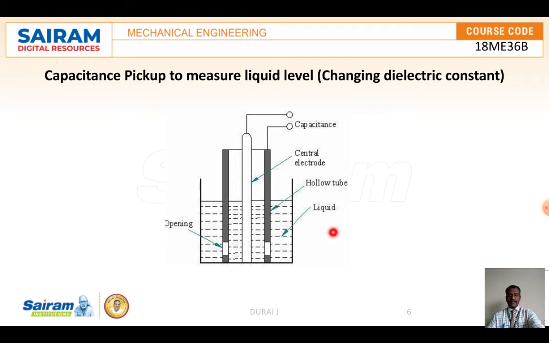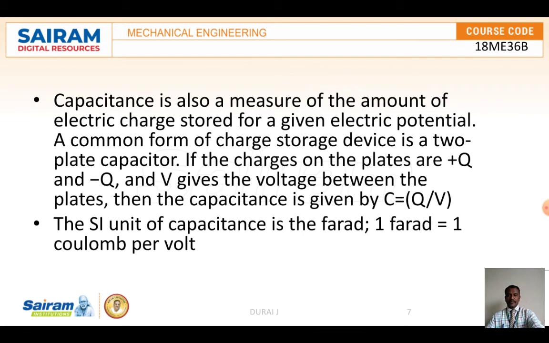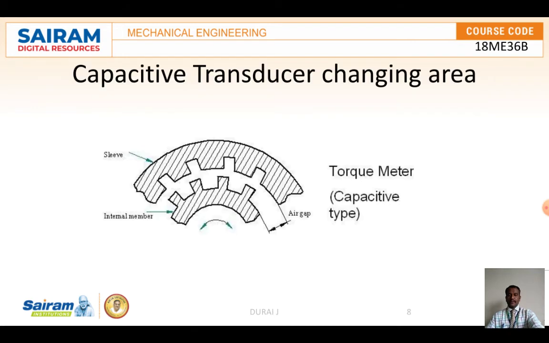Variation in dielectric is also utilized for measurement of thickness and density. Mainly it is used to find the water level, and it is also used to measure thickness and density, etc. So that is the use of this capacitance pickup transducer or capacitive transducer. Now we are going to discuss the capacitive transducer with changing area.